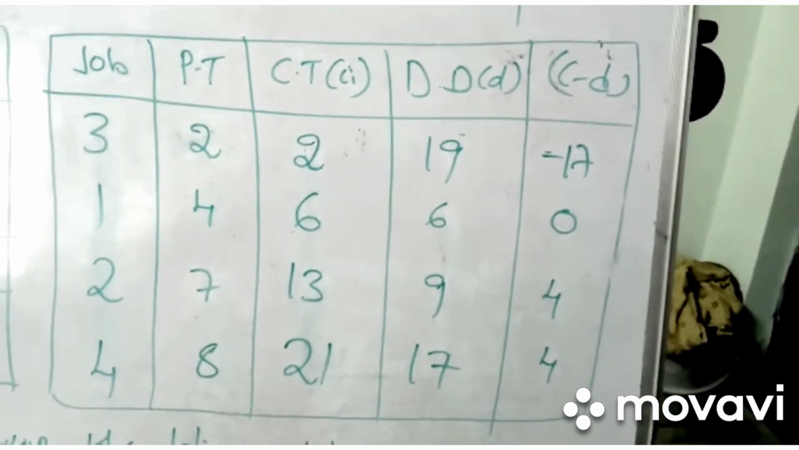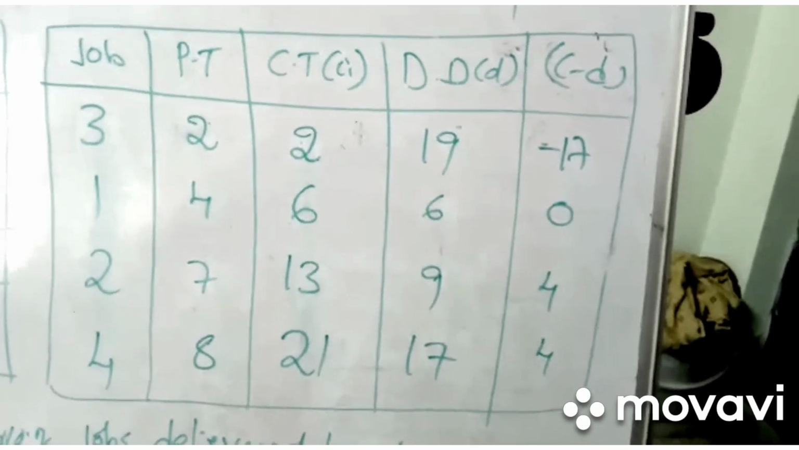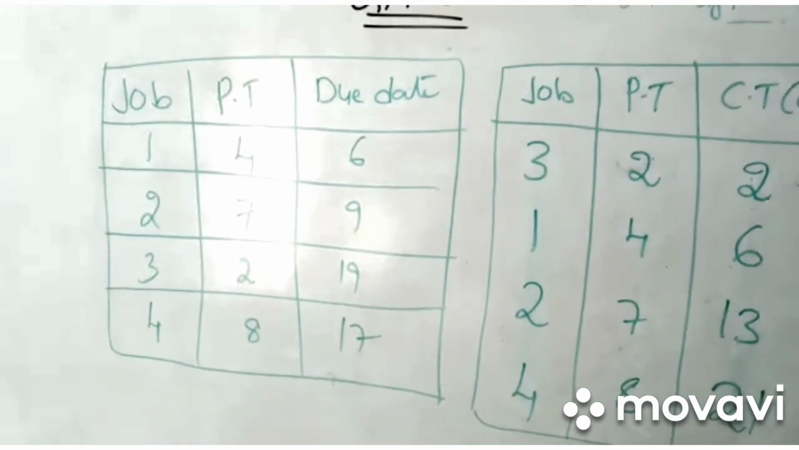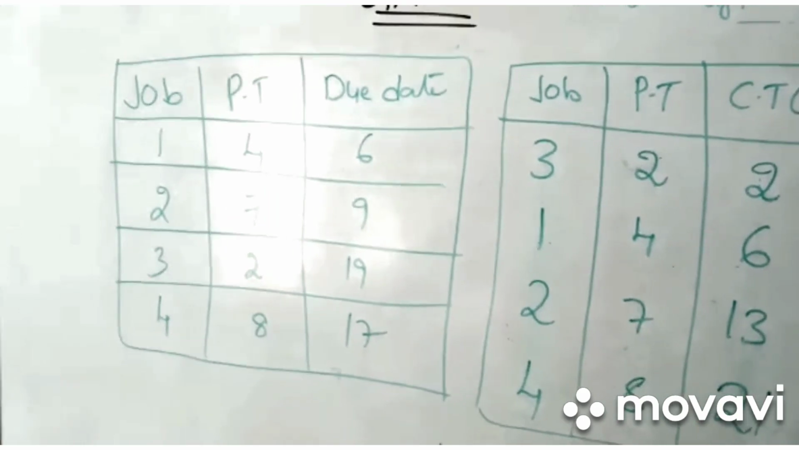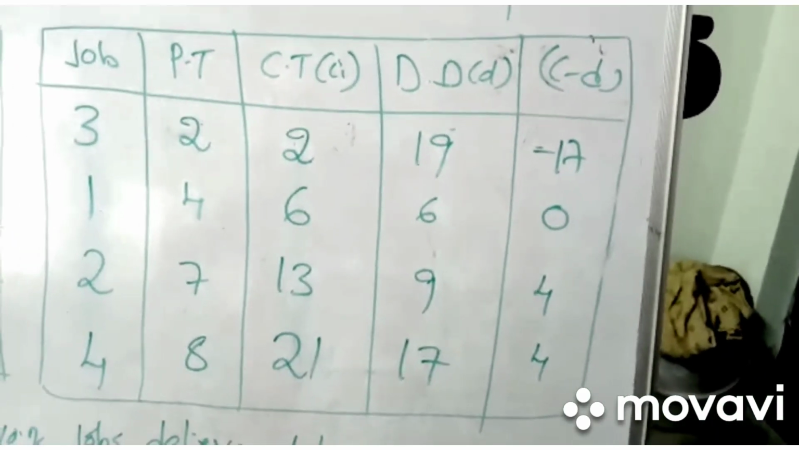Completion time, as usual: 2 plus 4 is 6, 6 plus 7 is 13, 13 plus 8 is 21. And due dates, according to that, simply apply your due dates: 19, 6, 9, 17. Due dates are available in this table, right? That is already given in your problem, so you can directly copy those values.